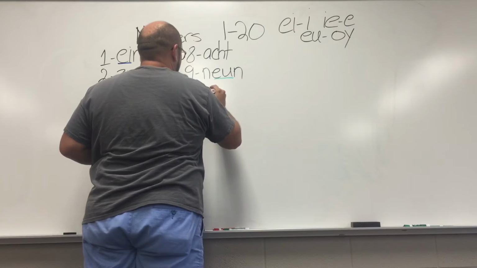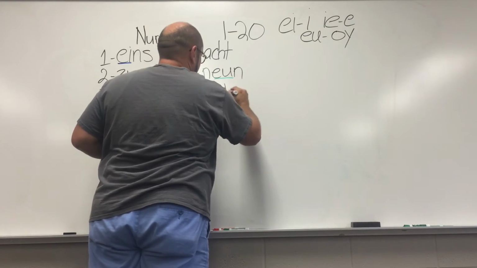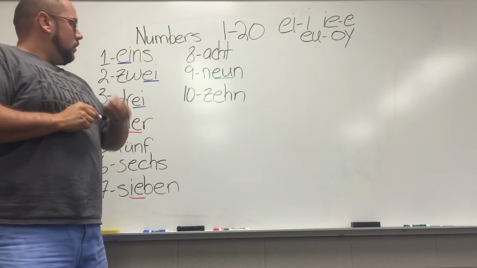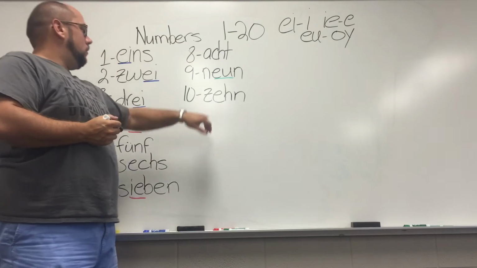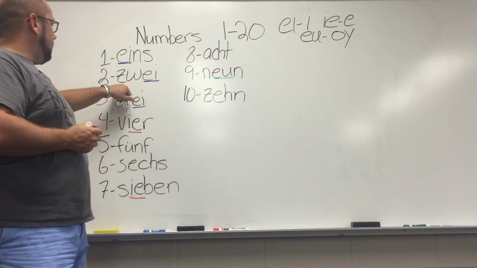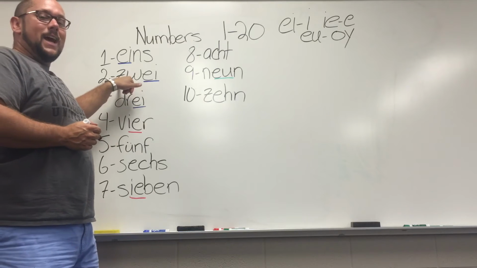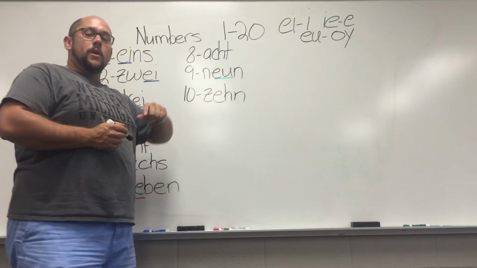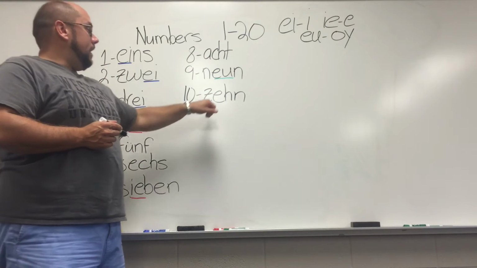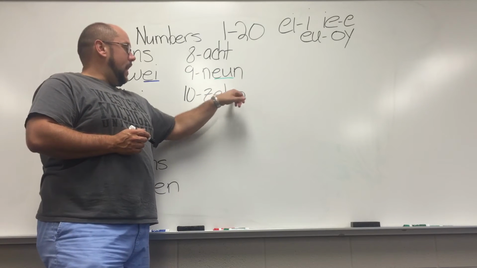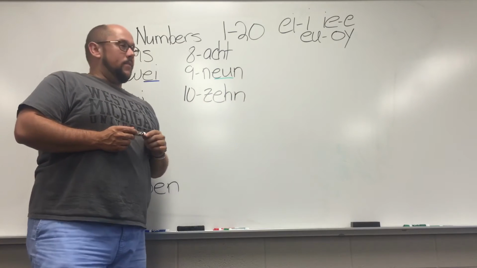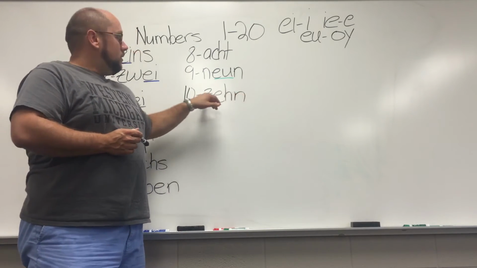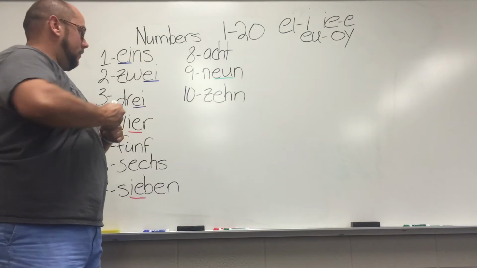Next, 10. Zehn. We have the Z, just like here, making our TS sound. The letter E, if you remember from your alphabet lesson, makes the A sound. And then the HN gives us just an N sound. So zehn. Zehn is our number 10.